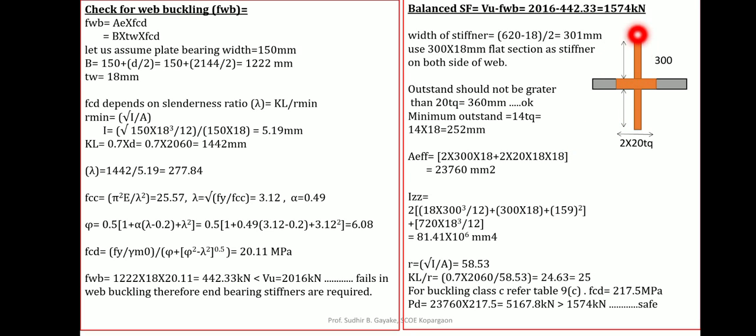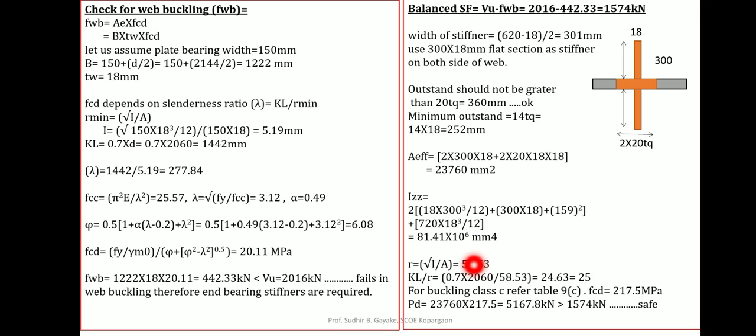Similarly calculate the moment of inertia about the Z axis. Again bd cube by 12, and h will be the perpendicular distance between the two parallel axes, which is 300 by 2 plus thickness of web by 2, so 159 square. The total moment of inertia I am getting is 81.41 into 10 raised to 6 mm to the power 4. Initially calculate under root of I by A for the radius of gyration, that is 58.53. Calculate KL by r: 0.7 into depth divided by r gives 24.63, so rounding it to 25.